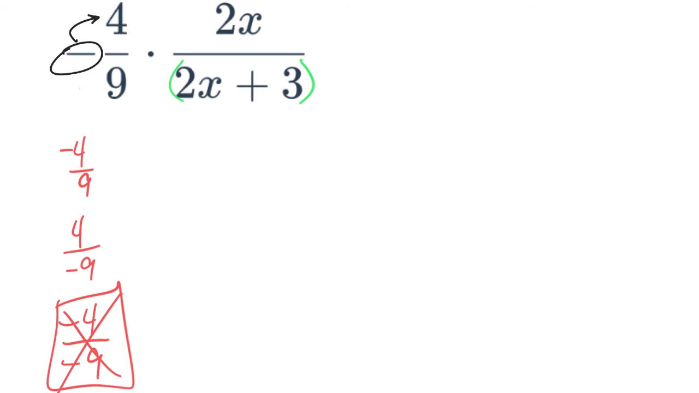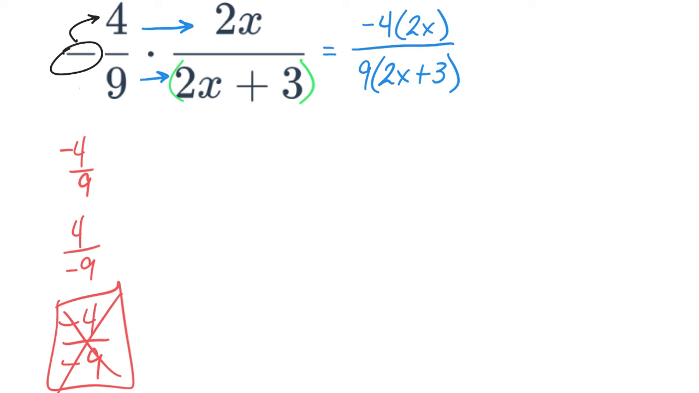Now, at this point, all we need to recognize on multiplication is numerator times numerator, denominator times denominator. You can do this work in your head, but for today's purposes, I'm going to show every step. So it would be -4 times 2, and then the denominator would be 9 times 2x plus 3. Now, I haven't canceled anything, but I'm about to make a mistake.